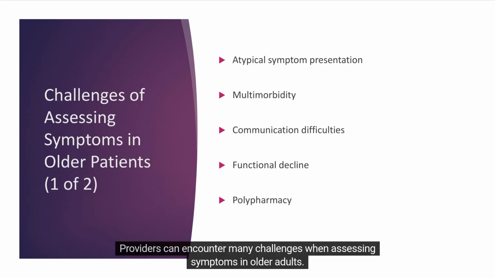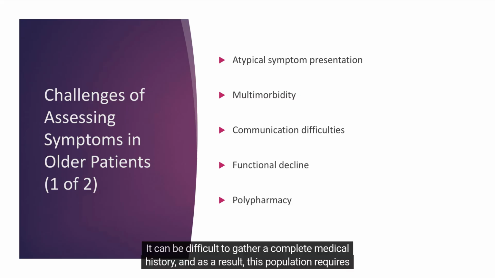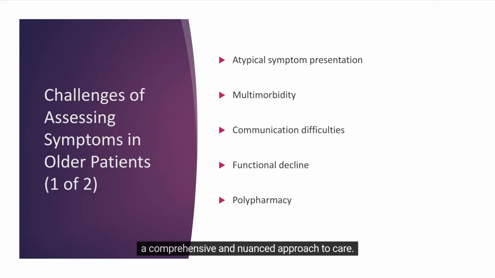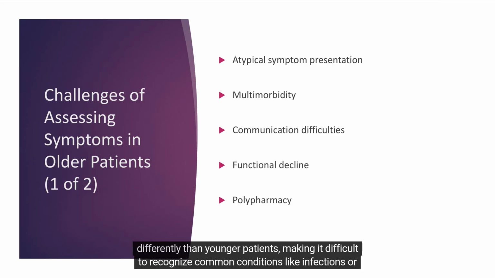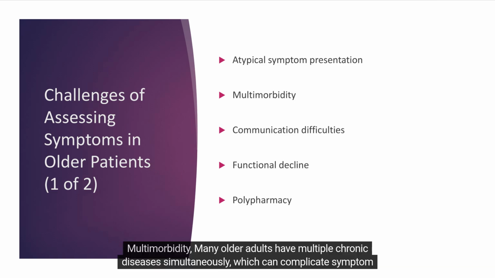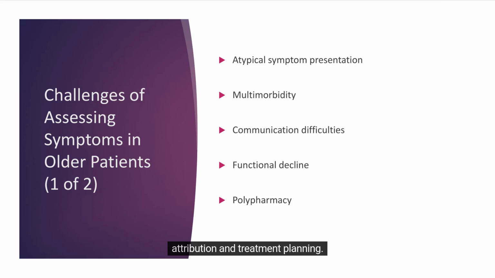Providers can encounter many challenges when assessing symptoms in older adults. It can be difficult to gather a complete medical history, and as a result, this population requires a comprehensive and nuanced approach to care. Some of the challenges encountered are atypical symptom presentation. Older adults often exhibit symptoms differently than younger patients, making it difficult to recognize common conditions like infections or heart attacks. Multimorbidity. Many older adults have multiple chronic diseases simultaneously, which can complicate symptom attribution and treatment planning.